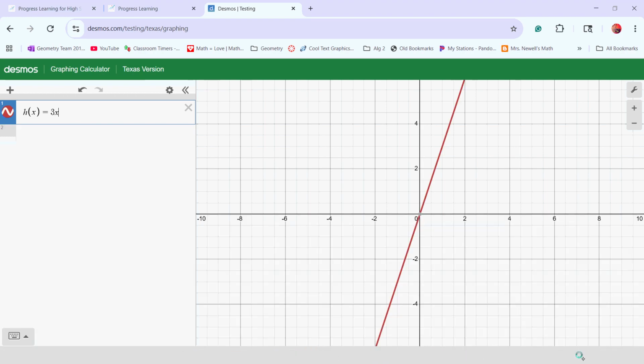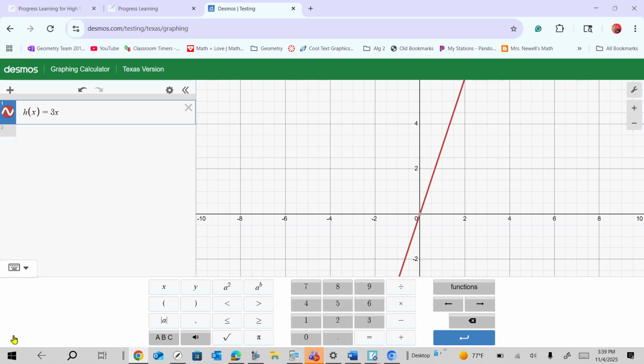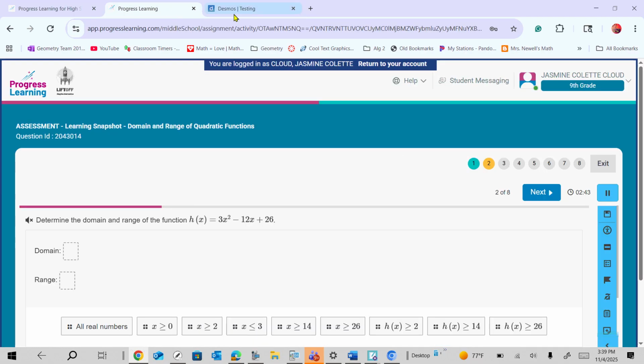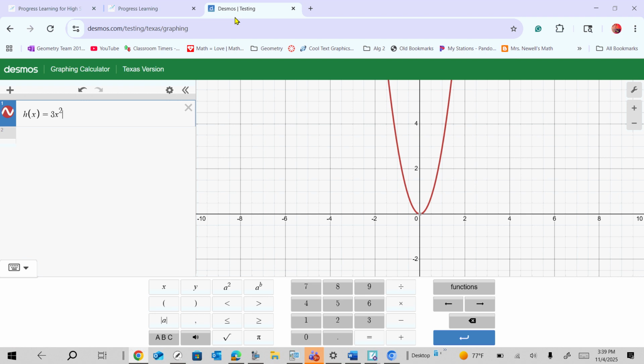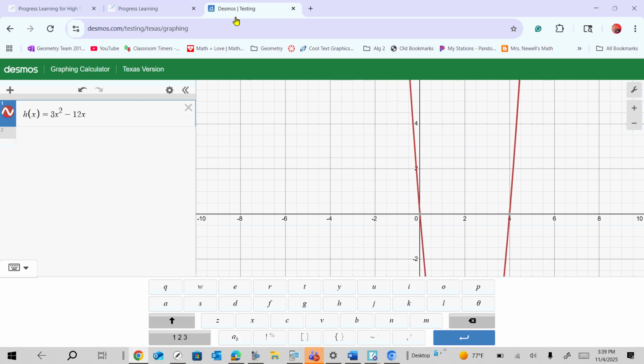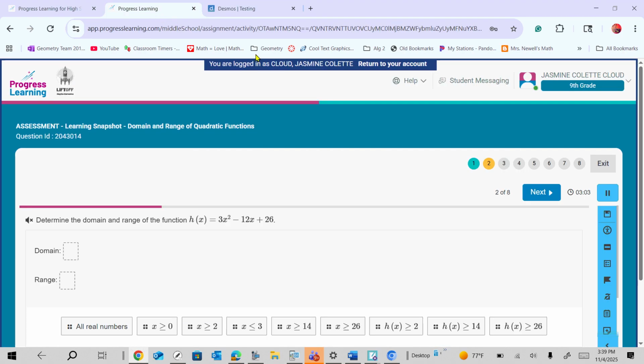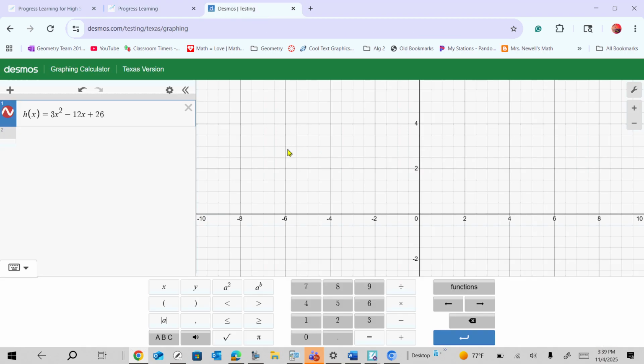squared. Now on here, to get to your exponent, I normally would do Shift-6, but right here, if I click this keypad, I can see my option for exponent. So I think we had, what was it, 3x squared minus 12x, and then plus 26. So I'm going to go back. There it is.